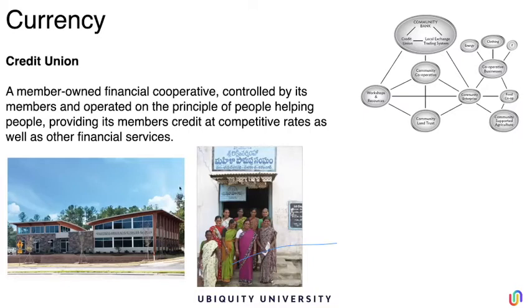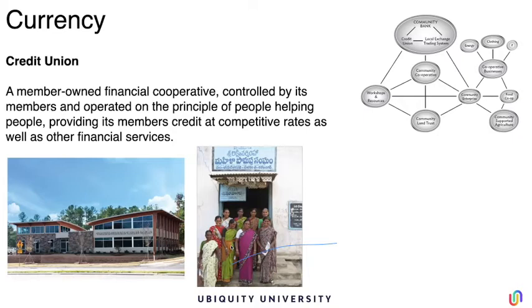So credit unions. Credit unions you may be more familiar with. You can see they're kind of all over the world, really. This example on the left is from California, the example on the right is from Bangladesh. Again, the key is that this is a member-owned financial cooperative. Unlike the community bank, for example, that would be run more like a normal business but limited in its scope to the community, the credit union is actually member-owned, controlled by its members, operated on the principle of people helping people, providing its members credit at competitive rates, as well as other financial services.